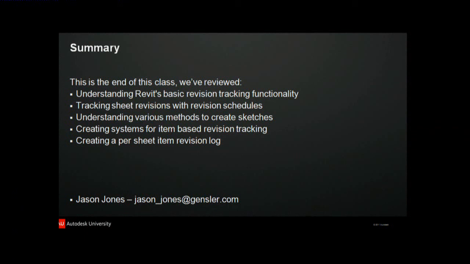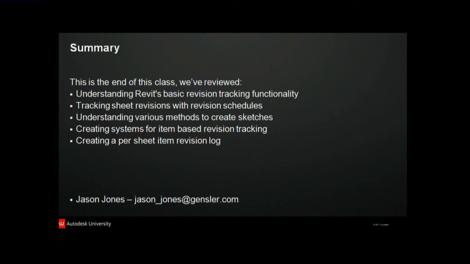And I hope you also understand creating systems for item-based revision tracking. And here I'm going to recommend the annotation symbol. It's a pretty simple method, I think, for adding information to the revision delta. And it's very flexible. If you have unique circumstances in your project and you need to track things that are not built into Revit's revision system, it's very flexible.